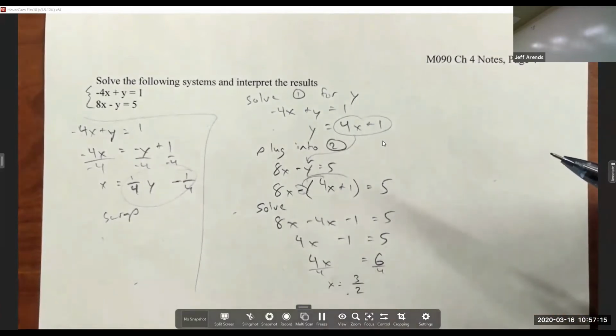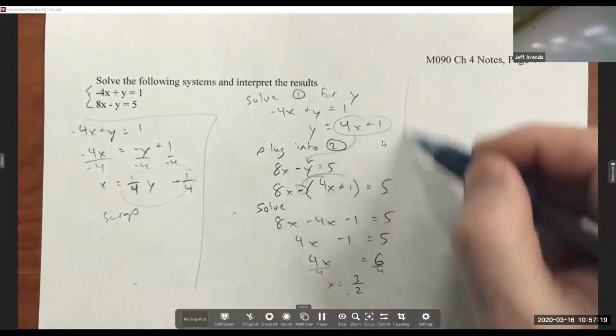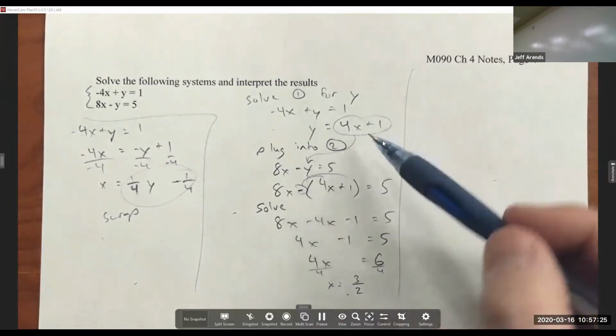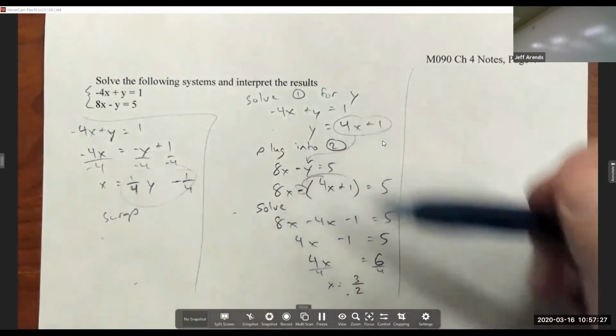So it's not always possible that we can avoid fractions in their entirety. If the solution happens to be a fractional value, there's not much I can do about that. But at least I didn't have to work with fractions throughout this whole process.